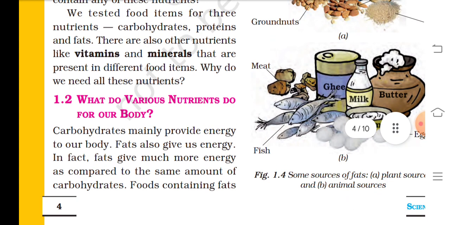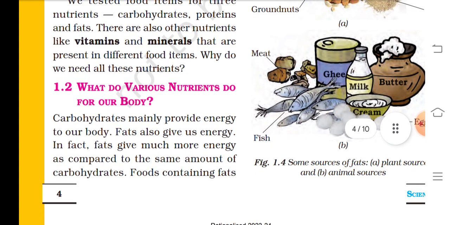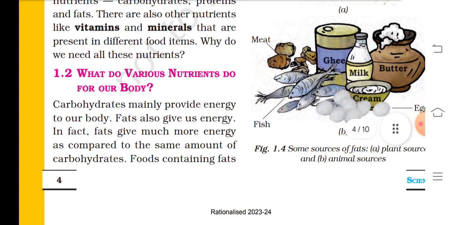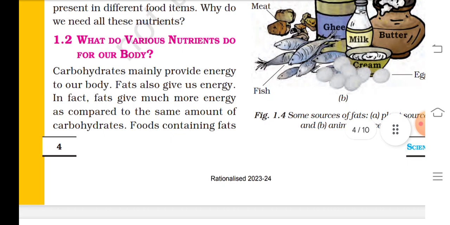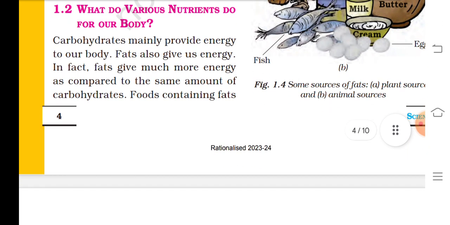We tested food items for three nutrients: carbohydrates, proteins, and fats. There are also other nutrients like vitamins and minerals that are present in different food items. Why do we need all these nutrients? What do various nutrients do for our body?